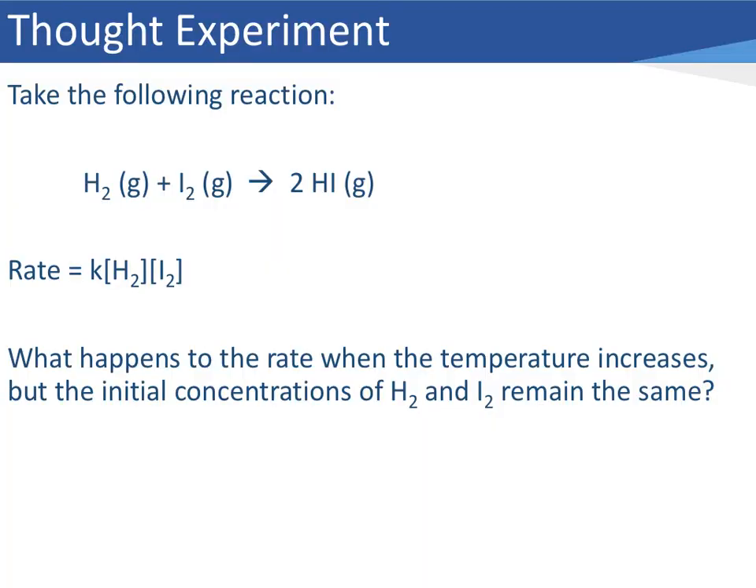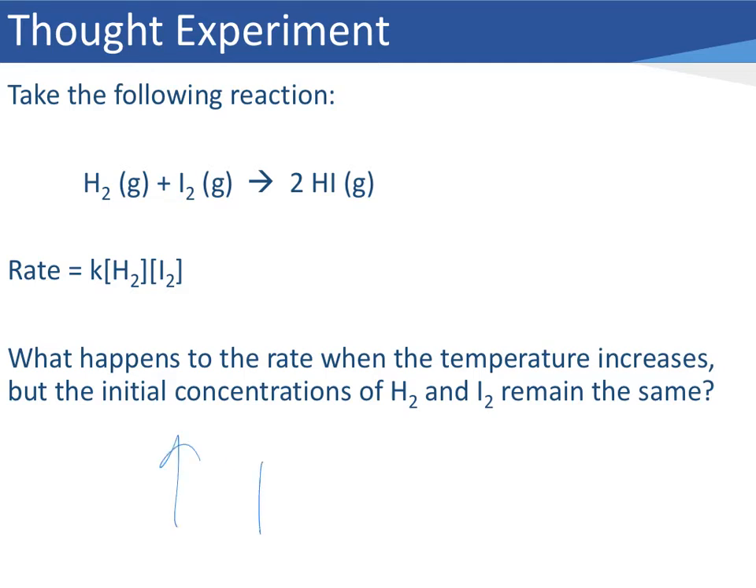So let's do a little bit of a thought experiment. Let's say that this reaction between hydrogen and iodine is first order for hydrogen and first order for iodine. And rate is therefore equal to k, some constant k, times the concentration of hydrogen times the concentration of iodine. So what happens to the rate when the temperature increases, but the initial concentrations of hydrogen and iodine are kept the same? Thought experiment. What happens to the rate?